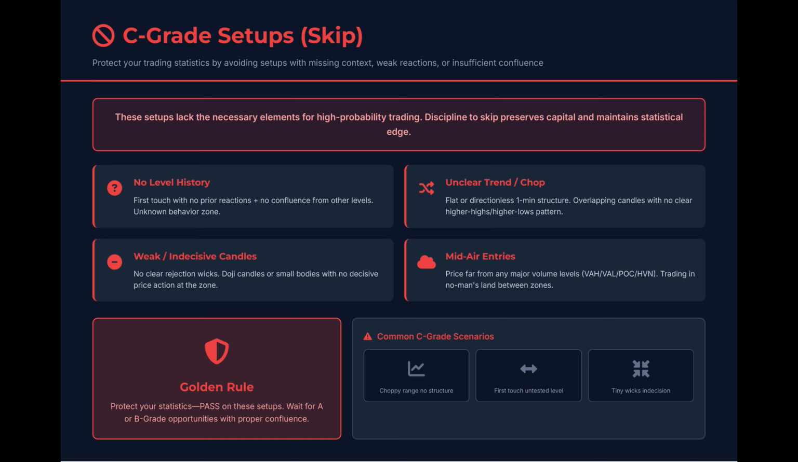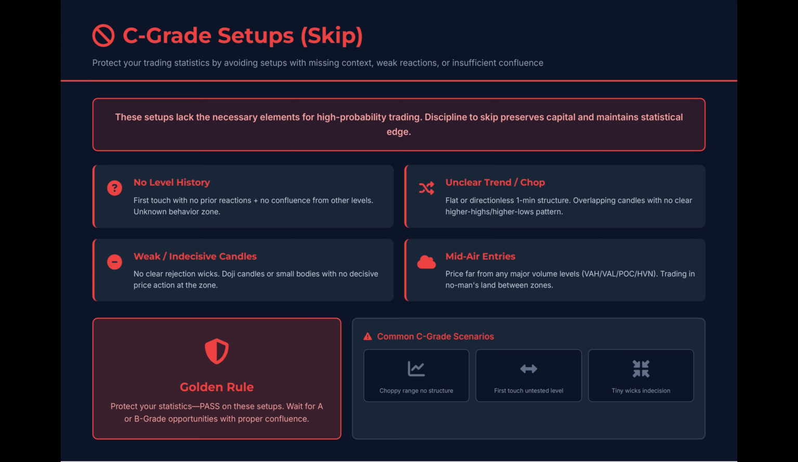It's about stacking probabilities in your favor and only risking capital when you have a legitimate edge. C-grade setups do not provide an edge. They provide a 50-50 coin flip at best, and in reality, the odds are worse than 50-50 because you're fighting against unclear market conditions. Let me share a powerful mindset shift that will change your trading career.